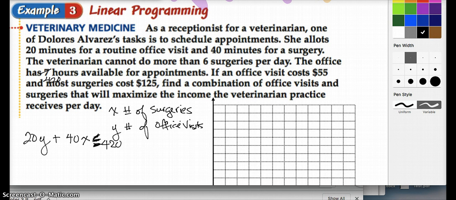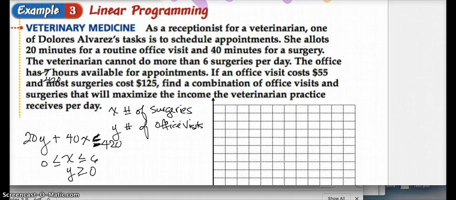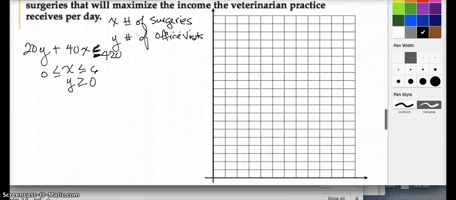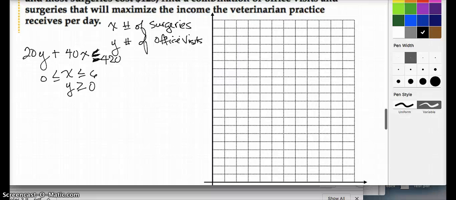Take a moment to think about that, and you will see that it makes a certain logical sense. The next bit of information we need to know is that the veterinarian cannot do more than 6 surgeries per day. That means that the X value has to be less than or equal to 6. Also, we can say that the Y value has to be greater than or equal to 0. And maybe I could say the same, that the X value has to be between 0 and 6, because you can't think of negative values like a negative number of surgeries or a negative number of office visits. So the next thing we're going to do is graph it and try to find our feasible region.